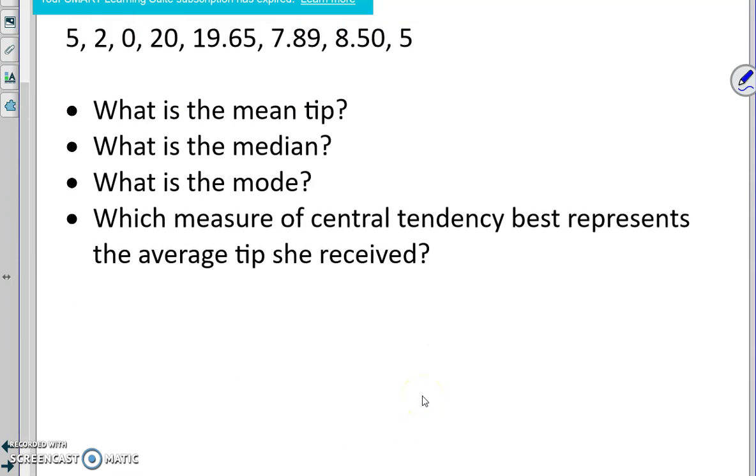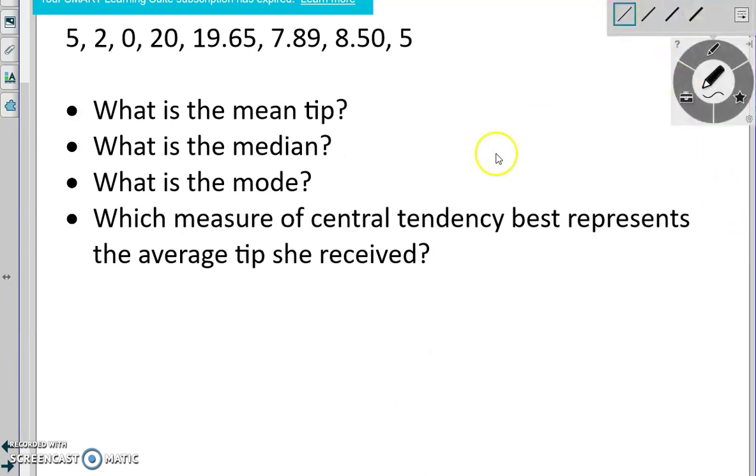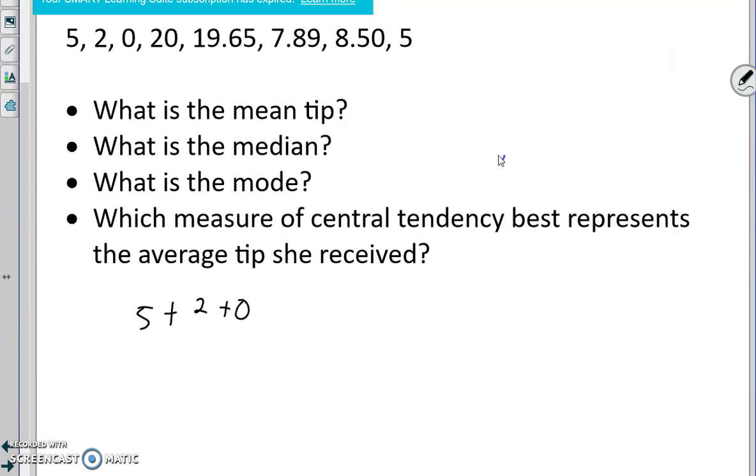How do we find the mean? We're going to have to add them up, right? 5 plus 2 plus... Do you have to count 0? Do you have to add 0? No. We don't have to add it, but you have to count it. So it's probably best to put it in. Plus 20, plus 19.65, plus 7.89, plus 8.50, plus 5.